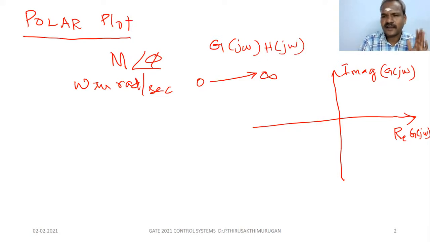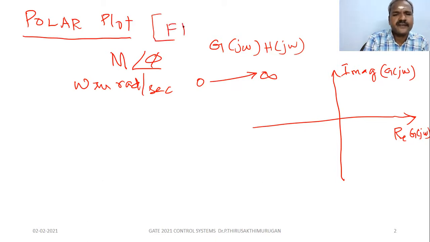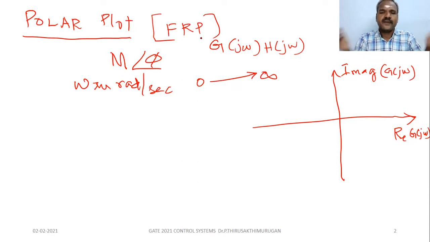So the sinusoidal transfer function G of j omega is a complex function. This is also a frequency response plot. So what is frequency response? Again, we go back to the frequency response concept. It is the steady state output of the system when the input is sinusoidal. Sinusoidal is nothing but a complex function.